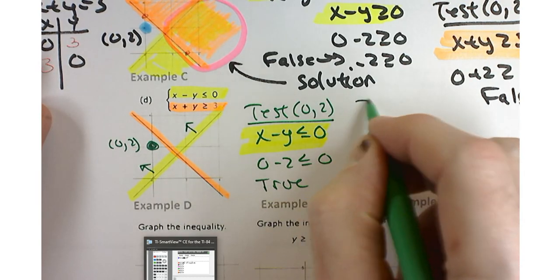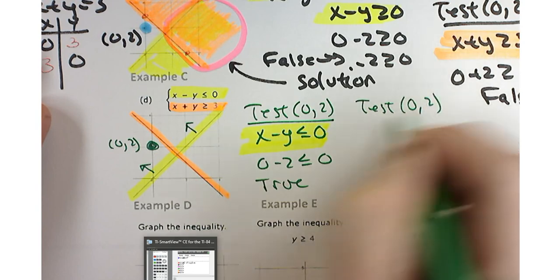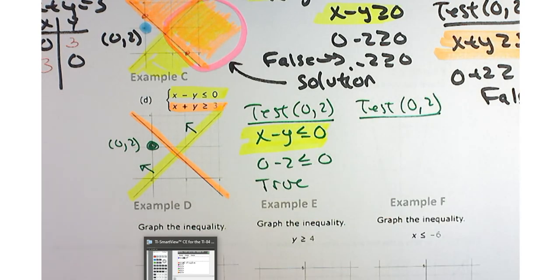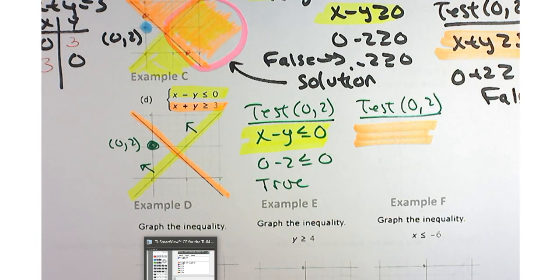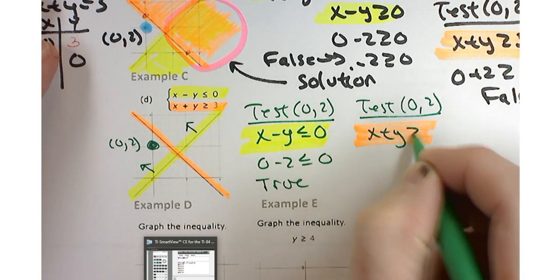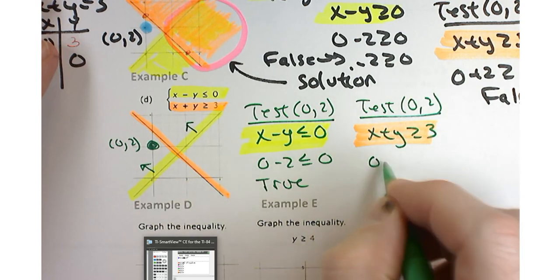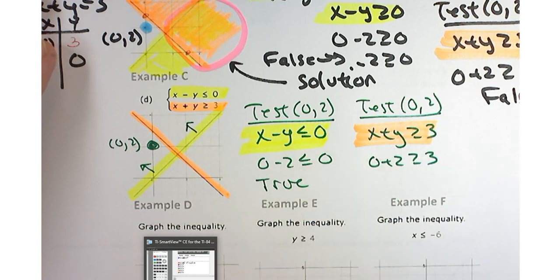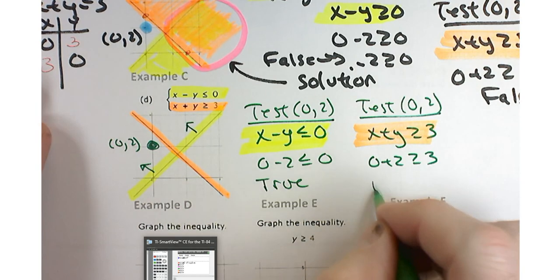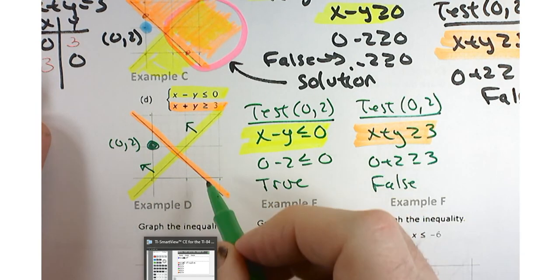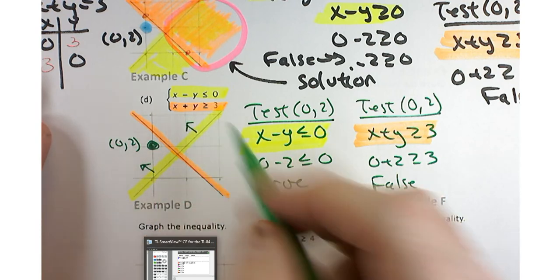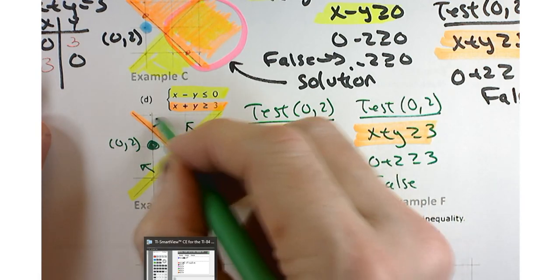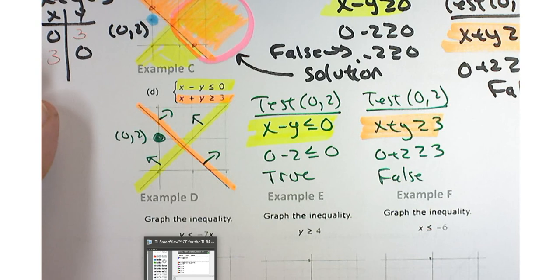Let's test 0, 2 in our next inequality, which was this one. x plus y is greater than or equal to 3. So that's 0 plus 2 greater than or equal to 3. Oz, true or false? False. Am I going to shade above to the right or below to the left? Over to the right. Above and to the right, good. So let's just do that here, just write a couple little arrows.